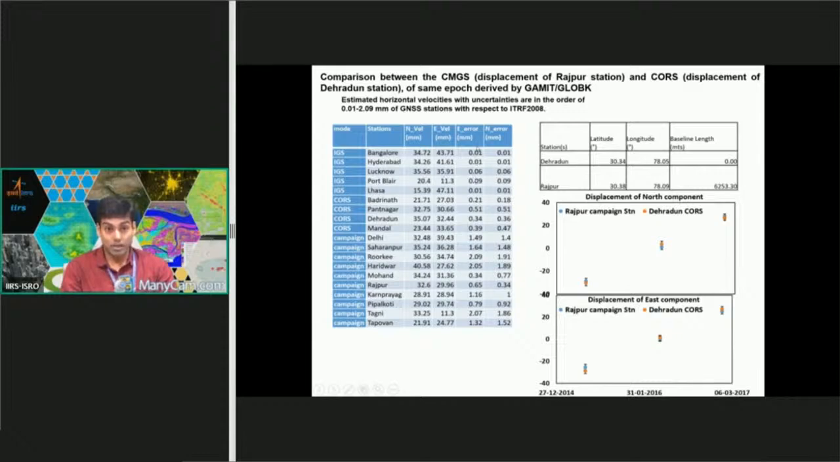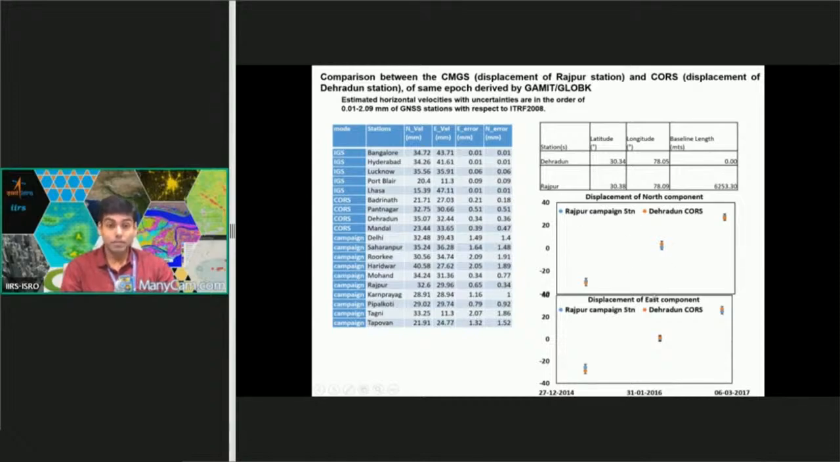And the error, you can see it is in millimeter. So you can see they are in sub-millimeter error velocity. And this is Port Blair station. And then you can see our data also, they are also in sub-millimeter accuracies. And these are the velocities.